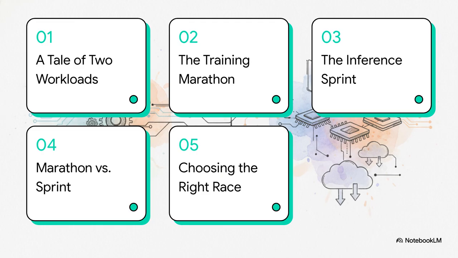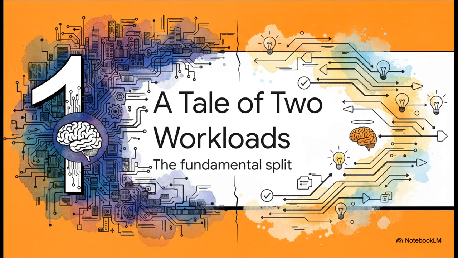So, here's our game plan for today. We're going to start with what I call a tale of two workloads. Then, we'll dig into the training marathon and the inference sprint. After that, we'll put them head-to-head for a direct comparison, and we'll wrap it all up with why choosing the right race from the get-go is just so critical. All right, let's get right into it.